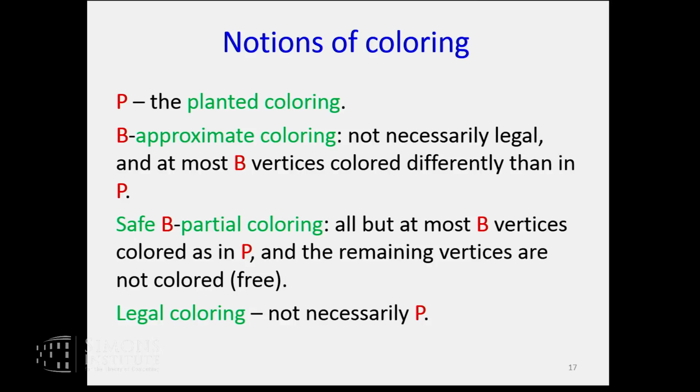A safe B coloring is something even stronger. In that coloring, you don't color the whole graph. You color all vertices except for B vertices. All these vertices are colored exactly as in the planted coloring, and the remaining vertices are just left uncolored. They are free. So you know for sure that whatever you colored is exactly as in the planted coloring. About the rest, you don't know what to do. And the legal coloring is any coloring that legally colors the whole graph, not necessarily the planted coloring.